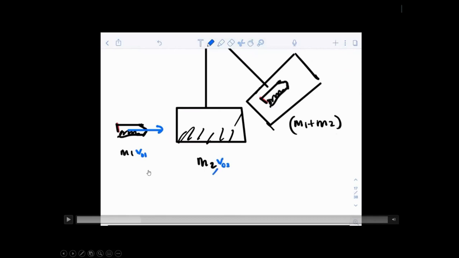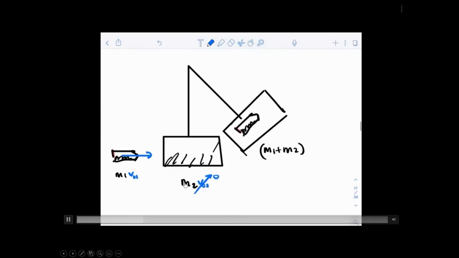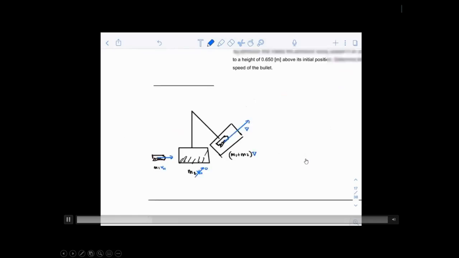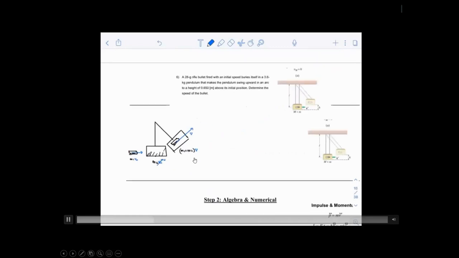The bullet, as it exits the gun, the block is not moving initially, so it's going to be zero. So this is the momentum of the bullet, this is the momentum of the block. And the combination is just going to rise up in that direction. Right after impact, it's going to have an initial speed. This will be the initial speed of the block. I'm going to change the notation on that one a little bit. Initially the block is not moving, but right after impact, it's going to have this speed as it's rising up.